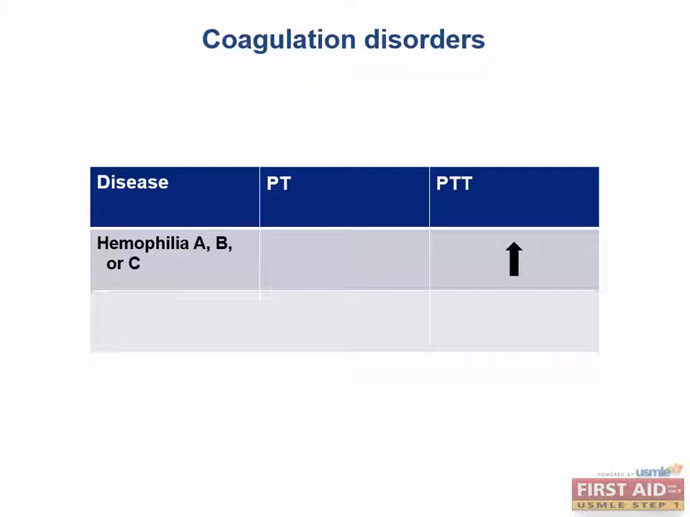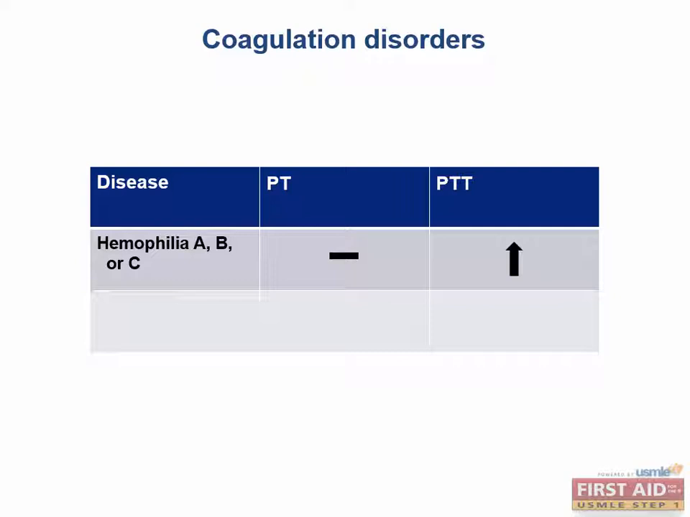And since factor 7 and the final common pathway, which includes factors 2, 5, and 10, are all functioning normally, the PT is unchanged. Clinically, patients will present with large contusions and hemorrhages, particularly with bleeding into their joints called hemarthroses, which is a pretty specific sign for hemophilias. So if you see hemarthroses on your exam, the first thing you should think of are these hemophilias. Do you recall which of these is the most common hemophilia? That would be hemophilia A.